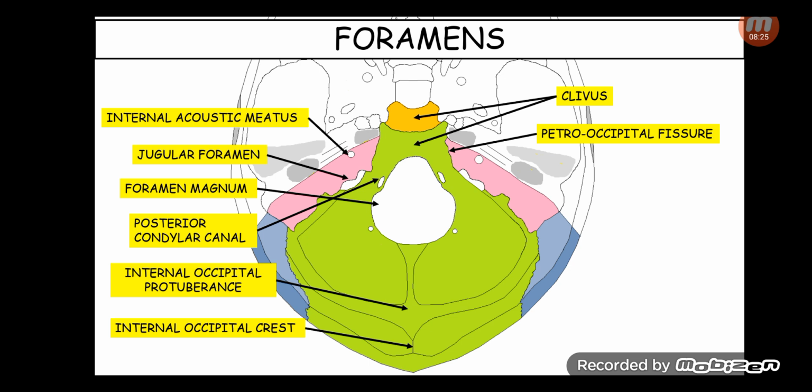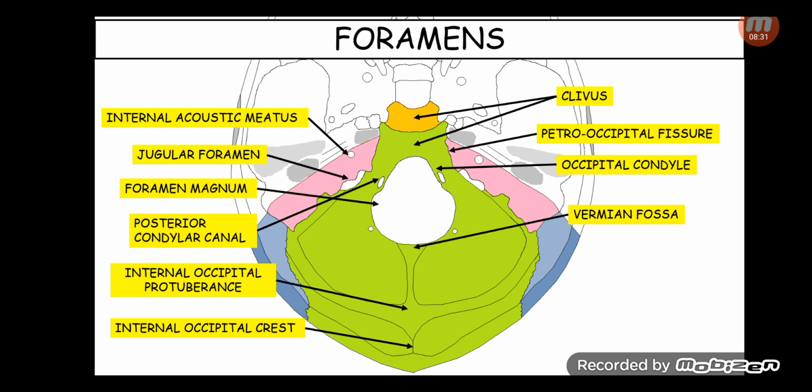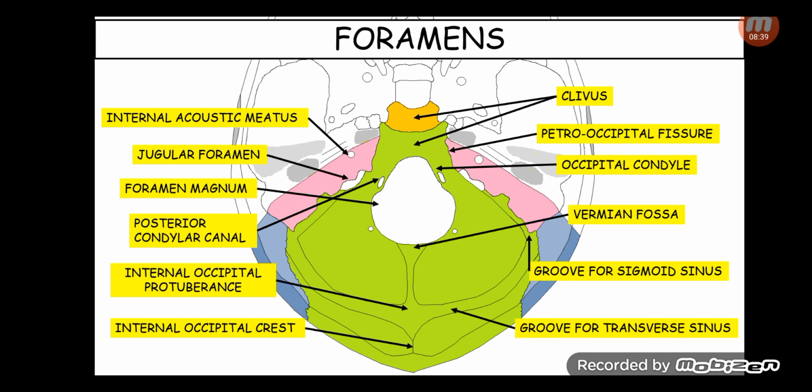The fissure, that is petro-occipital fissure, can also be appreciated, that is between the petrous part of temporal bone and occipital bone. Then we can also appreciate occipital condyle here and vermian fossa, that is for the vermis. Then we can appreciate groove for sigmoid sinus and groove for transverse sinus.